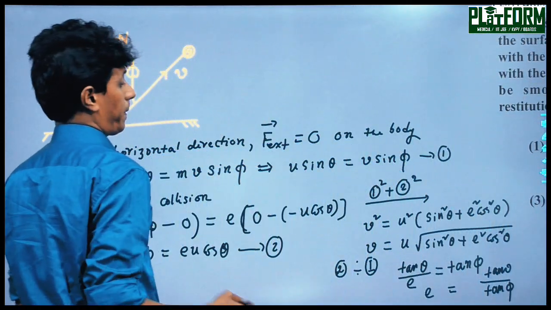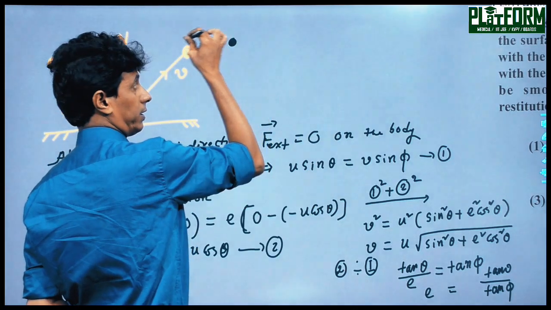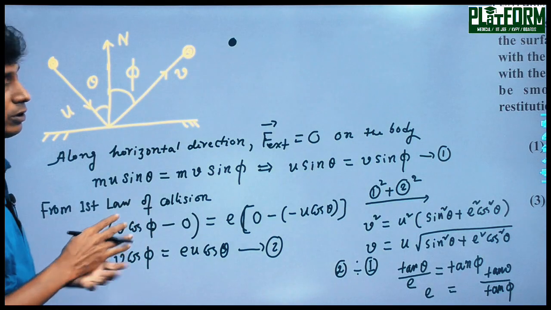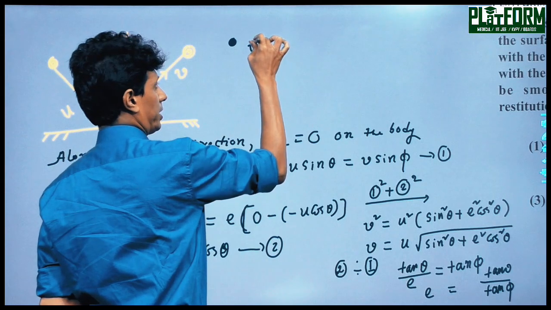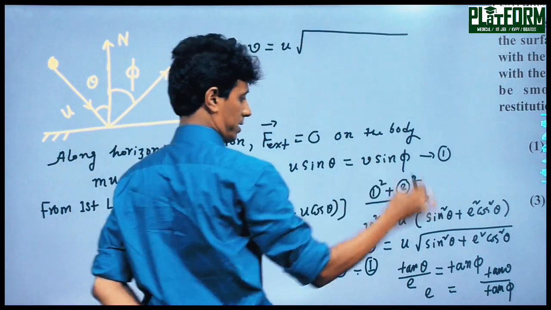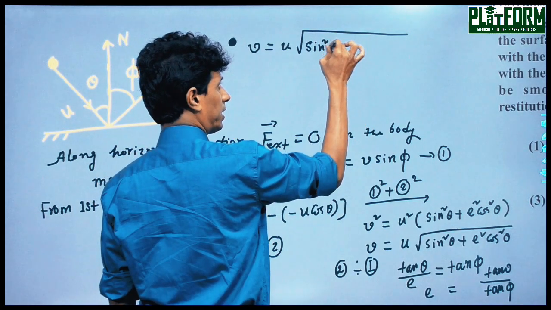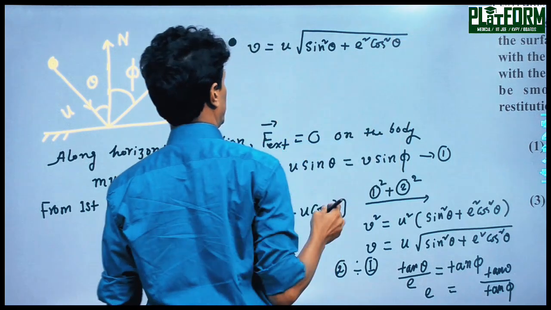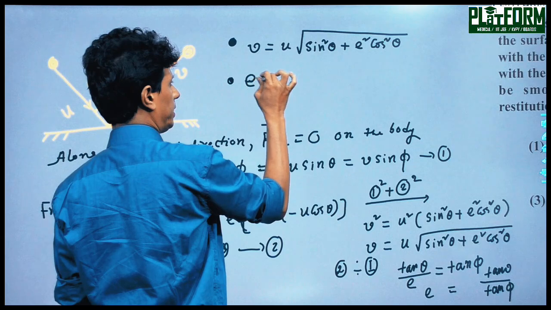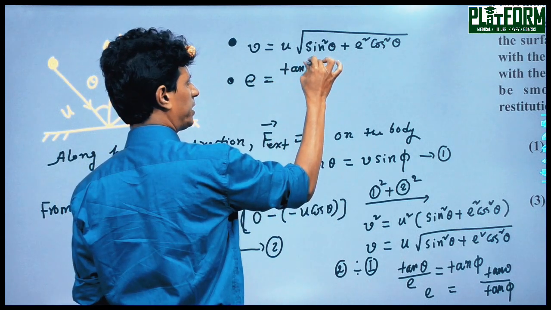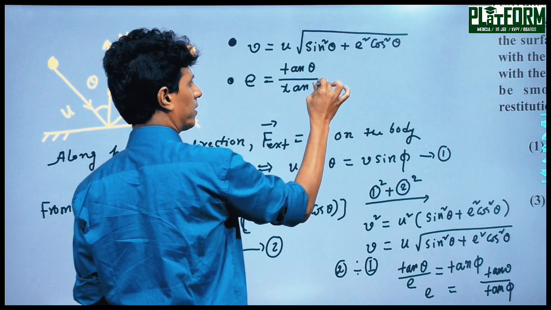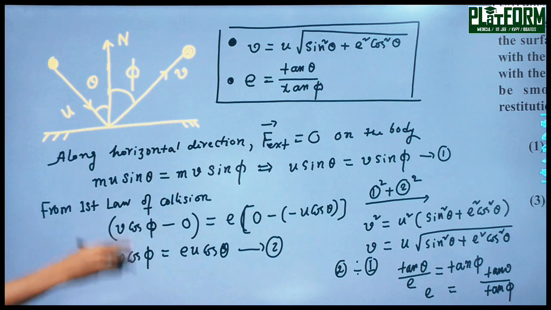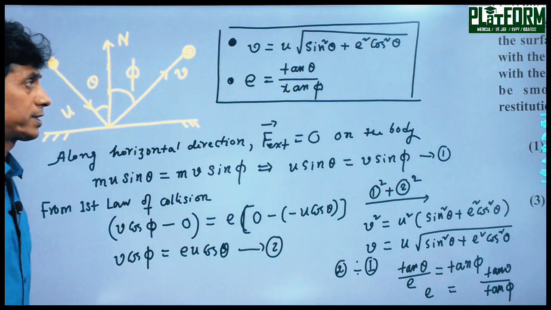So two important formulas in this type of problem, collision between hailstorm and ground or ball with the ground. Velocity after collision is v is equal to u root over sine square theta plus e square cos square theta, and the coefficient of restitution is equal to tan theta by tan phi. These two advanced formulas are very important, and you have to apply them in this type of problem if the question is asked in the examination.